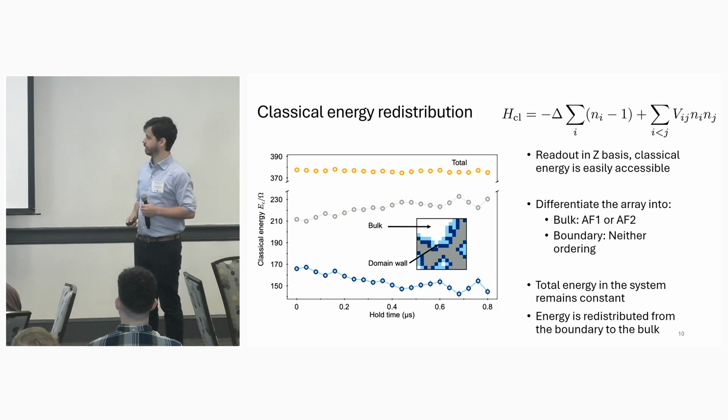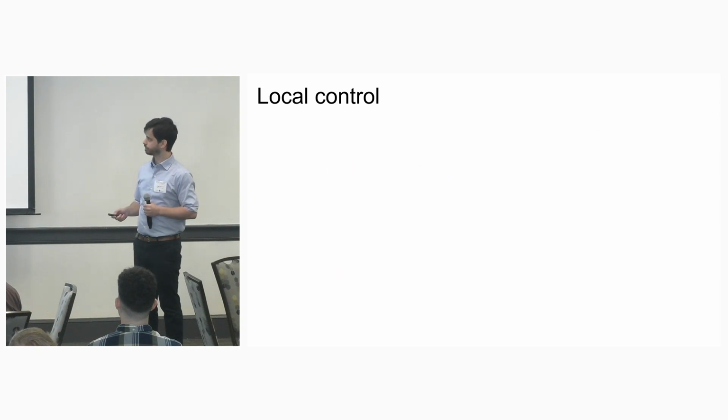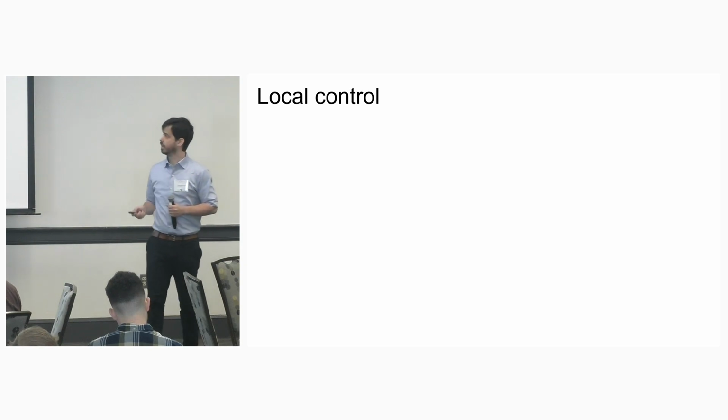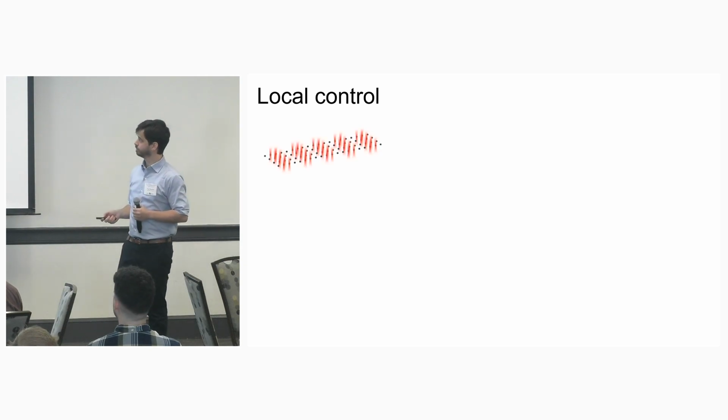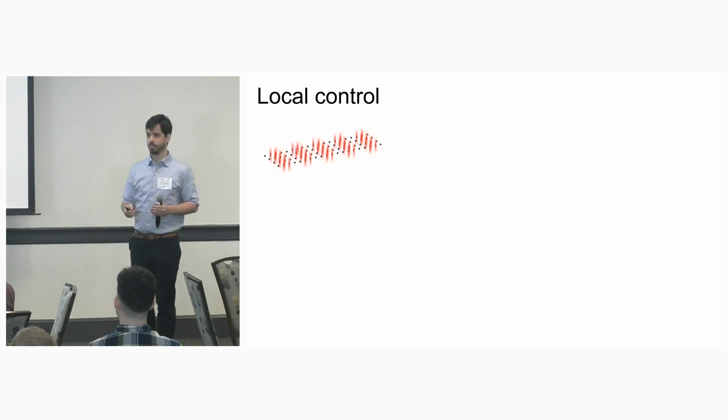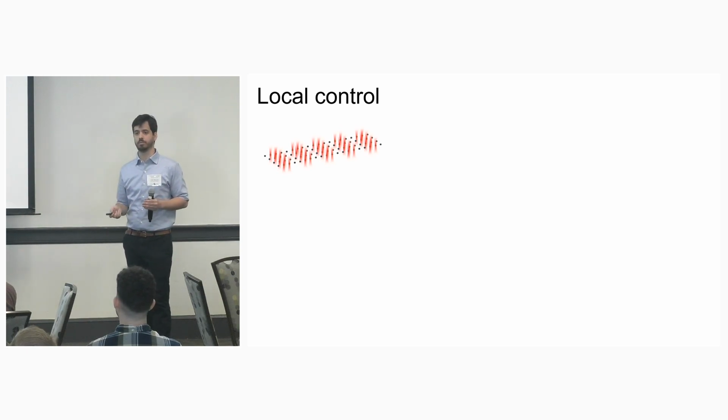Okay, so this is already pretty interesting. Let's see if we can take this one step further. And the way we're going to do that is by introducing a tool that's for us a new experimental tool, which is local control. So the idea here is that we have this array of atoms in our vacuum chamber. We can use the same techniques that we used to trap these atoms to apply light shifts to specific atoms. So we can apply Z fields to specific atoms.